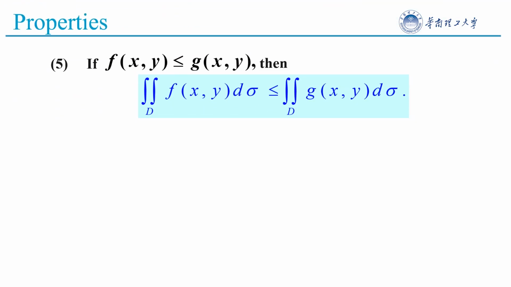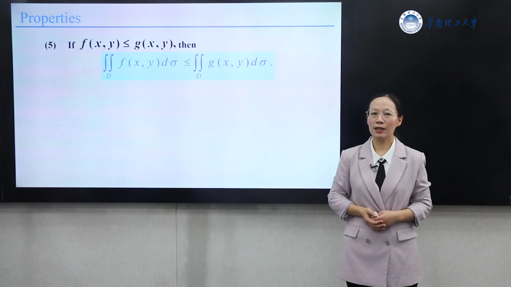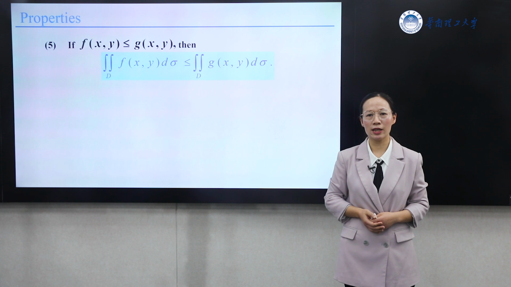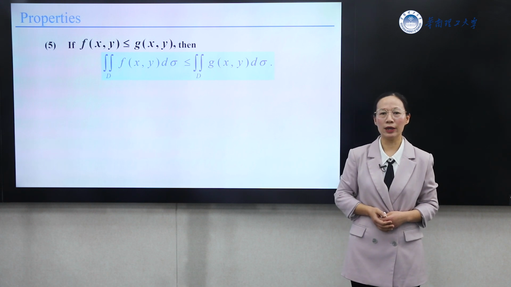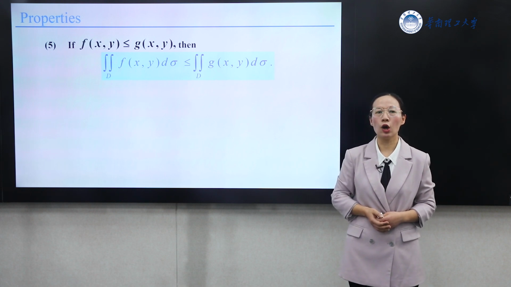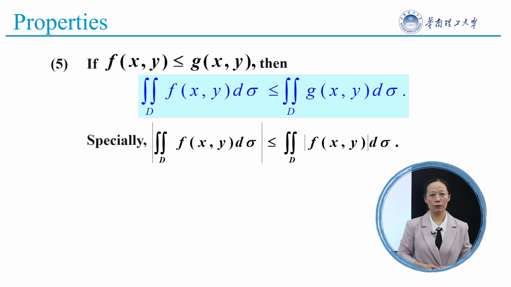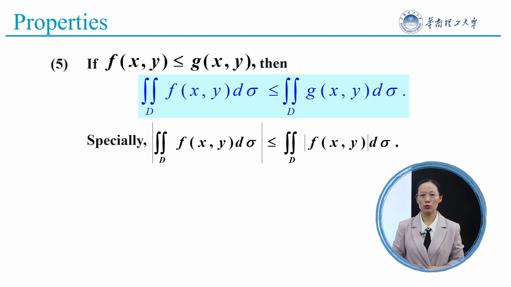Comparison. If f(x,y) is less than or equal to g(x,y) over region D, then the double integral of f(x,y) over region D is less than or equal to the double integral of g(x,y) over region D. Especially, the absolute value of the double integral of f(x,y) on D is less than or equal to the double integral of the absolute value of f(x,y) on D.